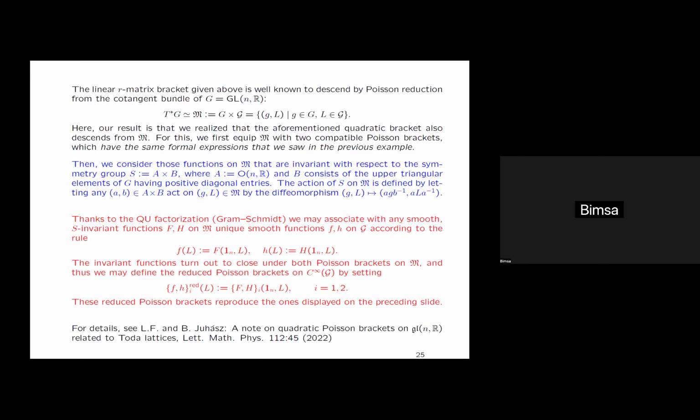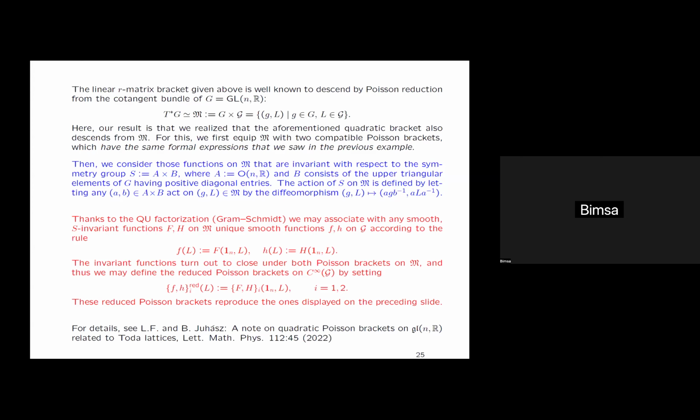So we act by the symmetric group in this way: left multiplication by the orthogonal group and right multiplication by the Borel group, and trivialize the cotangent bundle. Simply because we have the QR factorization, or Gram-Schmidt procedure, or Iwasawa decomposition, we can write any GL(N,R) matrix as a Borel times orthogonal.